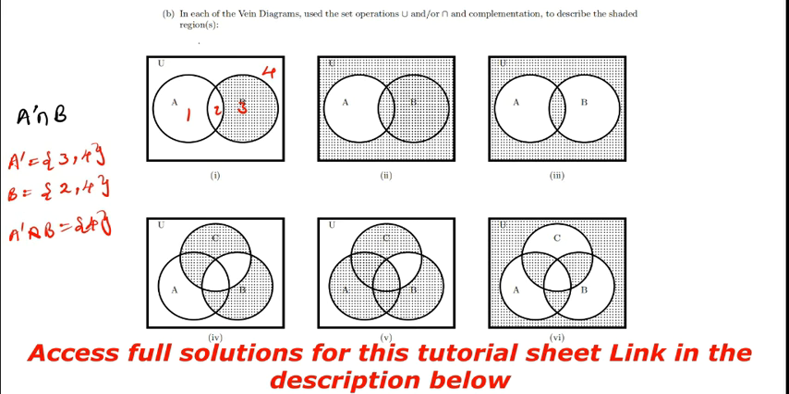So indeed that is true. So the answer to the first part is A complement intersection B. Elements which are common in A complement as well as those elements that are in B. Then we come to the second part.